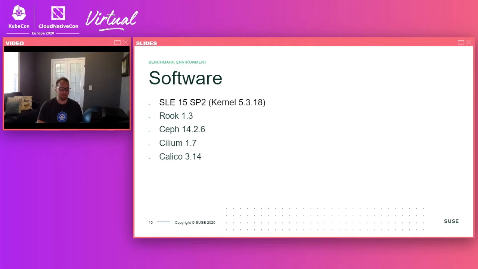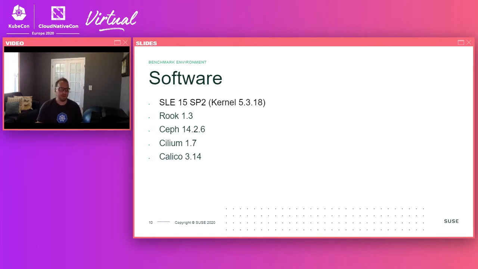This is just a snapshot of the software, the kernel, versions of Rook, things like that. The 2 bullet points I want to call out here are at the bottom, Calico and Cilium. These are the 2 CNI plugins that we tested. We grabbed Cilium and tested that. We do a lot of work with Cilium here at SUSE. This is also interesting from a performance perspective because of the BPF data path involved.